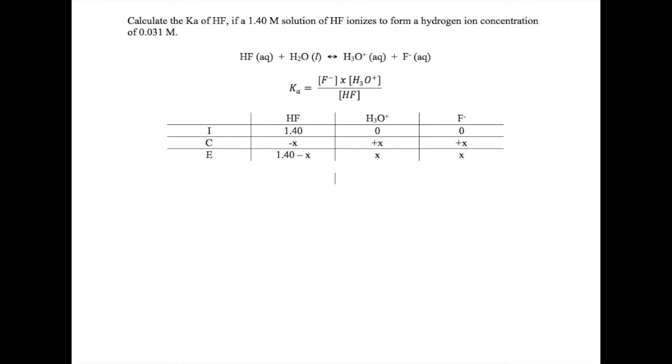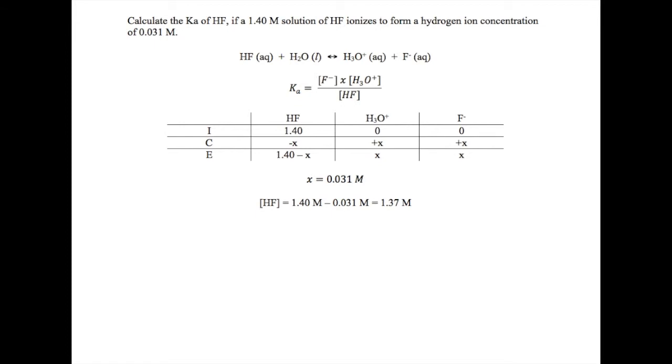Next, let's take a look at C, the change. For each of the items, we have to figure out how it's going to change by the value of x. C is negative x for HF because that's how much it's going to decrease by as it ionizes. C is plus x for both the hydronium ion and the F- ion because each one of those things will increase by x as the hydrofluoric acid ionizes. Therefore, at equilibrium, the E value, the concentration of HF will be 1.40 minus x, and the concentration of the hydronium ion and the F- ions will both be x.